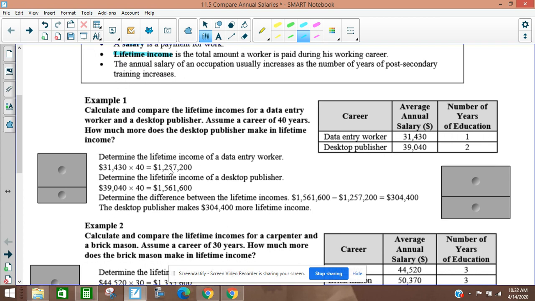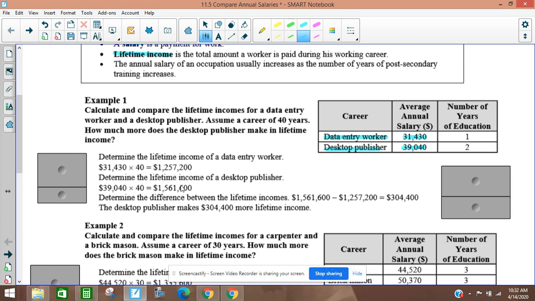Let's see example number 1. It says calculate and compare the lifetime incomes for a data entry worker and a desktop publisher. Assume a career of 40 years. So how much more does the desktop publisher make in lifetime income? So we have the two types of jobs, and notice that the desktop publisher makes more than the data entry worker. So that's why they want to know how much more it will make.